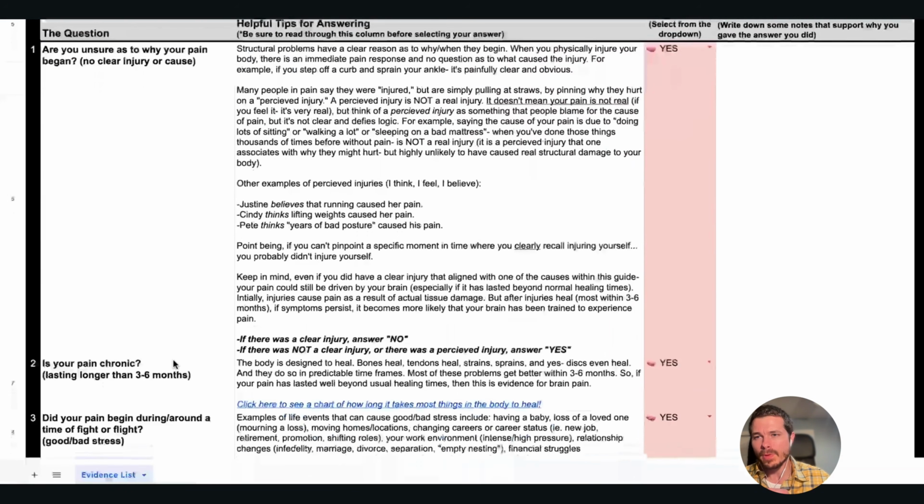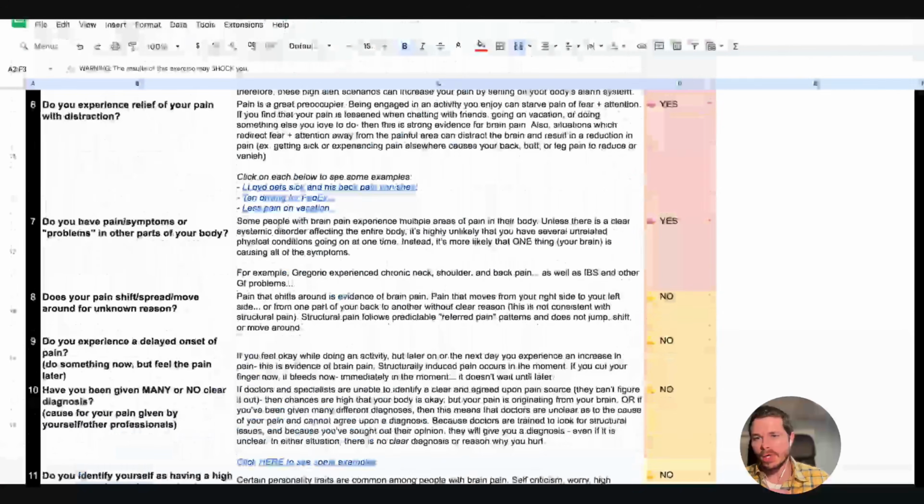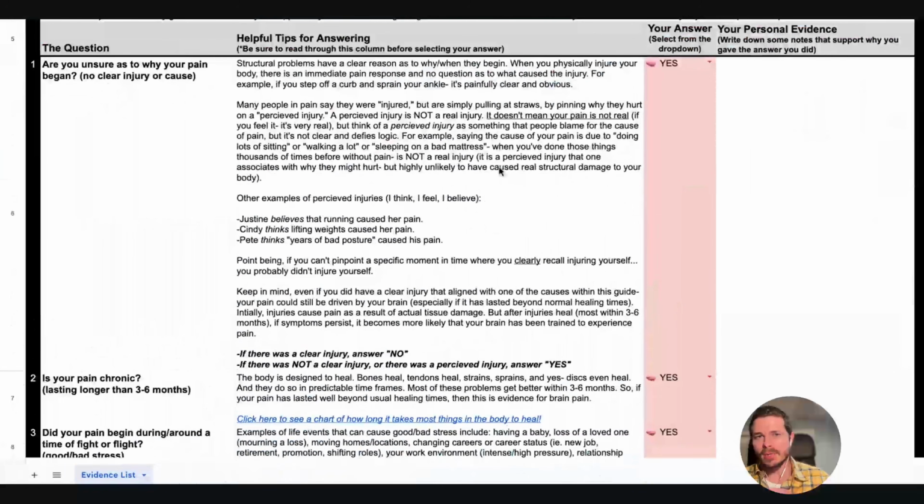All right, so we have 13 questions all here on the left side. I'm going to go through them and give you some context to answer them as accurately as possible. Question number 1. Are you unsure as to why your pain began? No clear injury or cause. So get that if you have an injury to the body and pain is actually due to damage of the body, you're going to know. Not many people say, hey, I injured myself, but I don't know how I injured myself. I broke my bone in my leg, but I can't recall how I did that, okay?